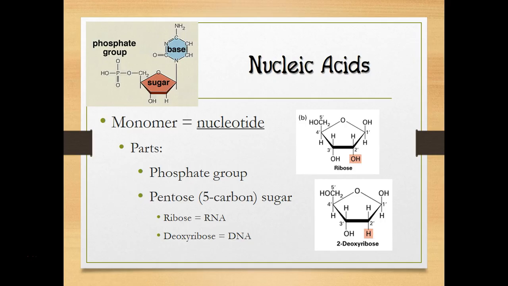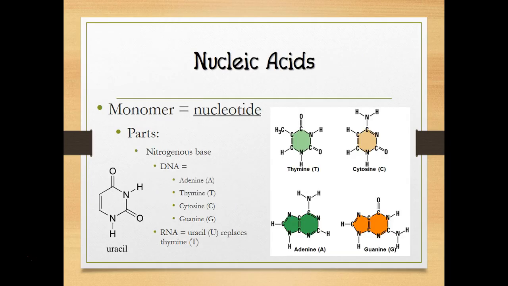Deoxyribose is deoxygenated. It's missing that oxygen, so it only has a hydrogen here, which is kind of interesting, and that's where the name comes from. Nitrogenous bases, we've also got some options going on here in terms of nucleotides. For DNA, I've got 4 different types of bases that I can find in that particular molecule, so 4 different types of nucleotides going on. And I can either have adenine, thymine, cytosine, or guanine.